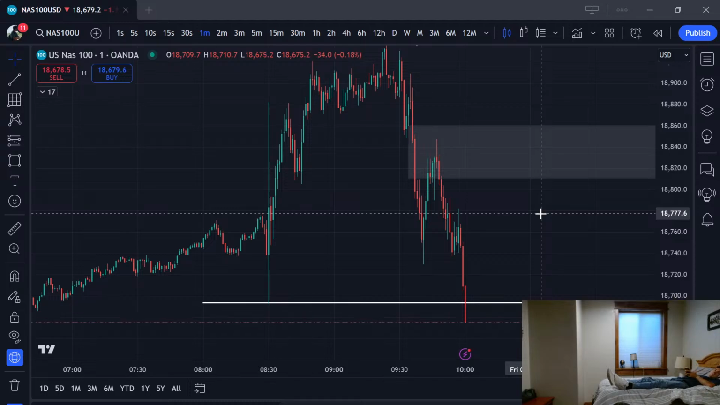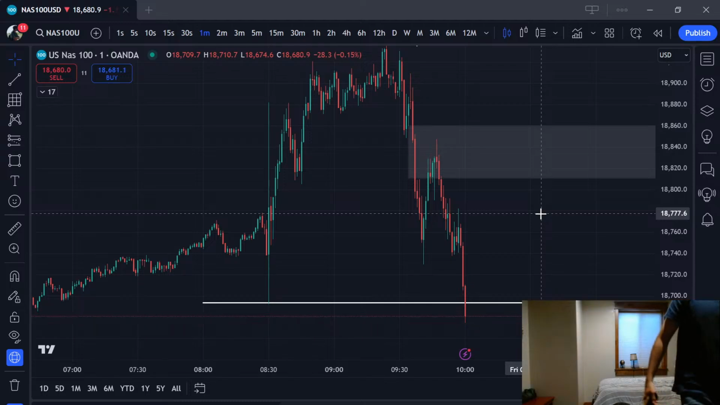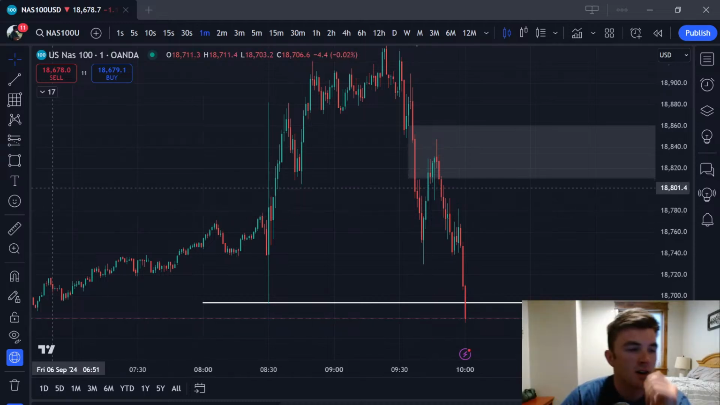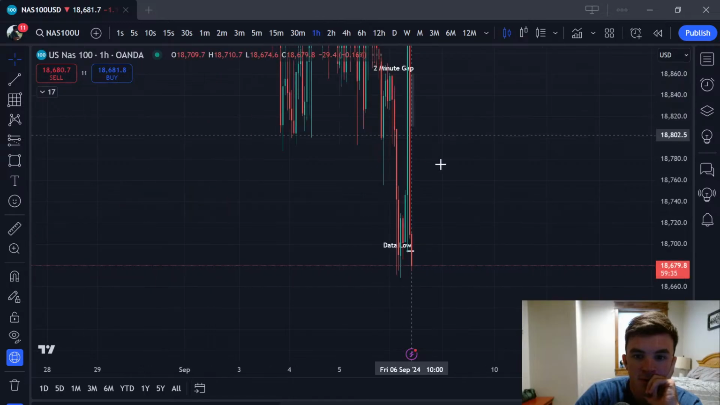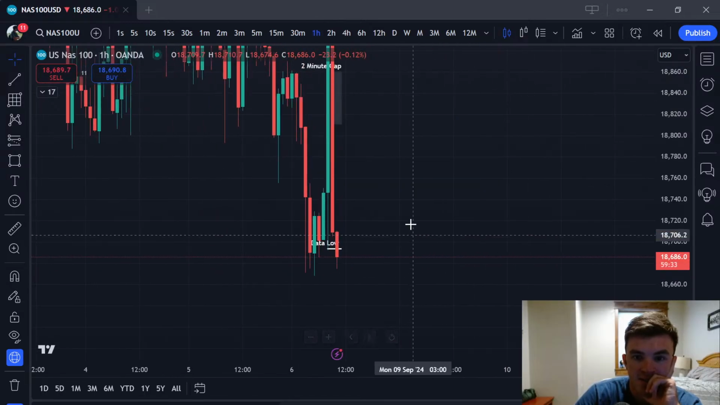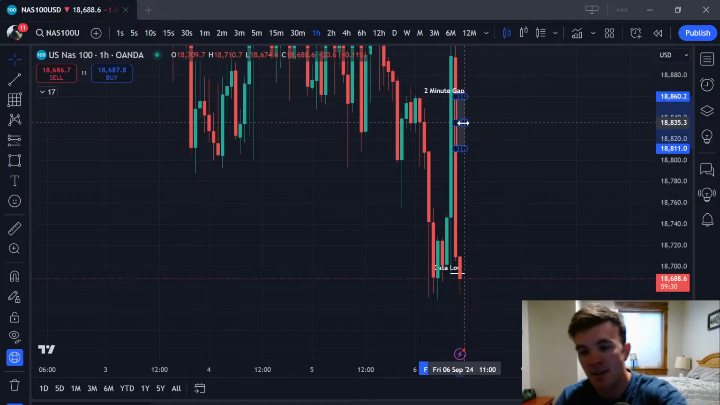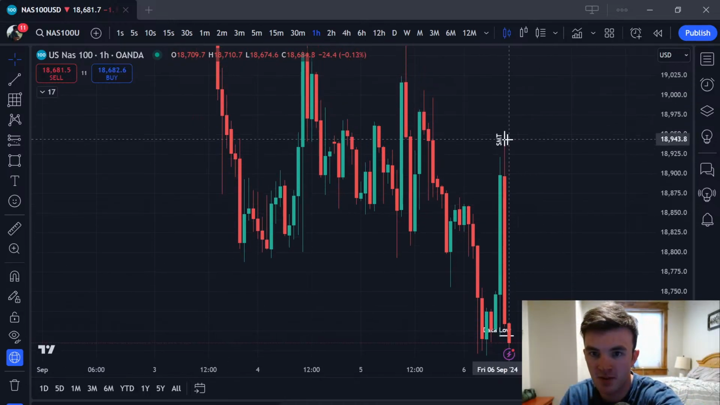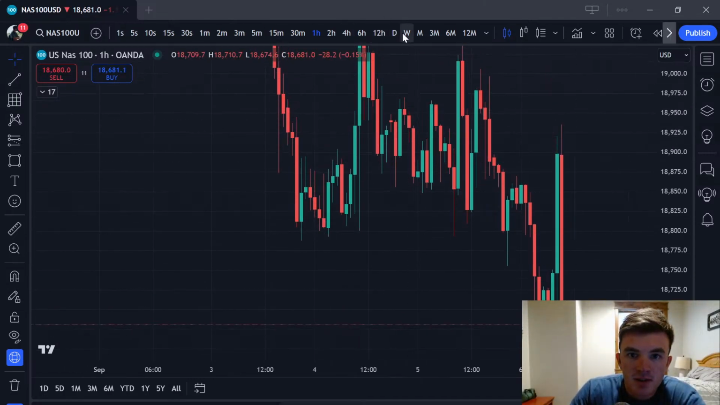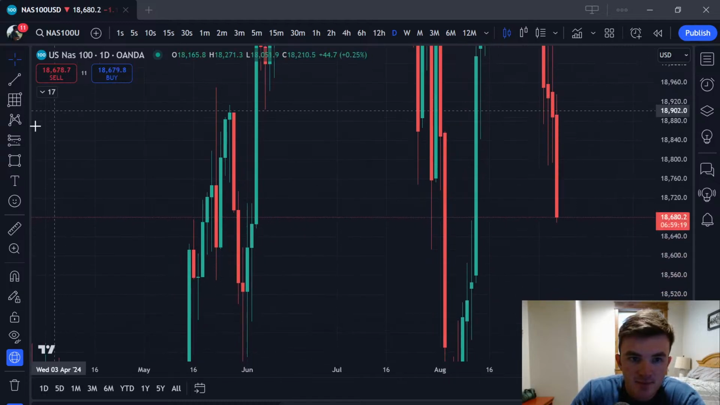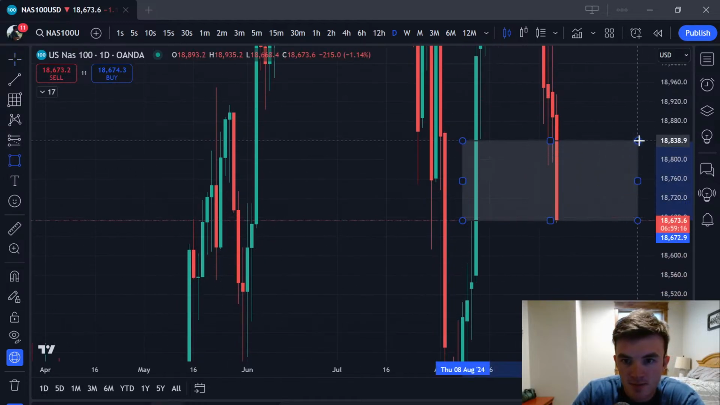So we just hit that data low, exactly like we thought would happen. Something that I'm noticing right now is actually we might be forming a really high time frame SMT at the bottom of this daily gap. And I'll show you what I mean. Let's get rid of all this. Okay. So here's the daily gap. Daily gap.